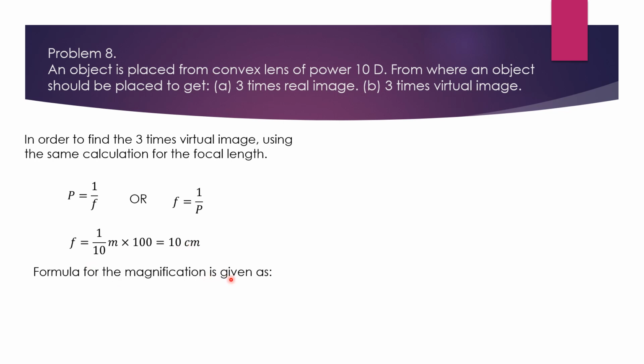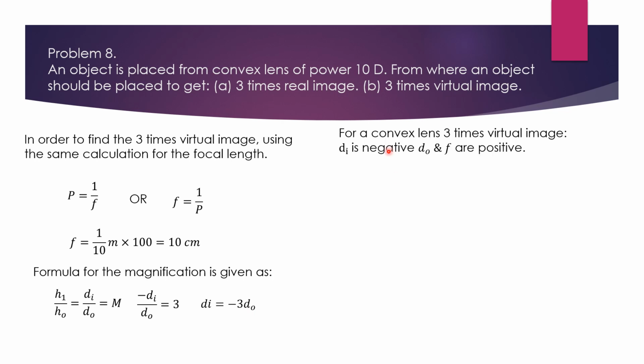The formula for the magnification is again the same: hi over ho, di over do equals the magnification. Since we need the distances, we use only this di over do. I am taking this di as negative since it is a virtual image for a convex lens. The virtual image for a convex lens has a negative sign for the distance of the image. So it is minus di over do, which results in di is equal to minus 3 do. We will use it next in the lens equation. So for a convex lens, 3 times virtual image, di is negative, do and f are positive.